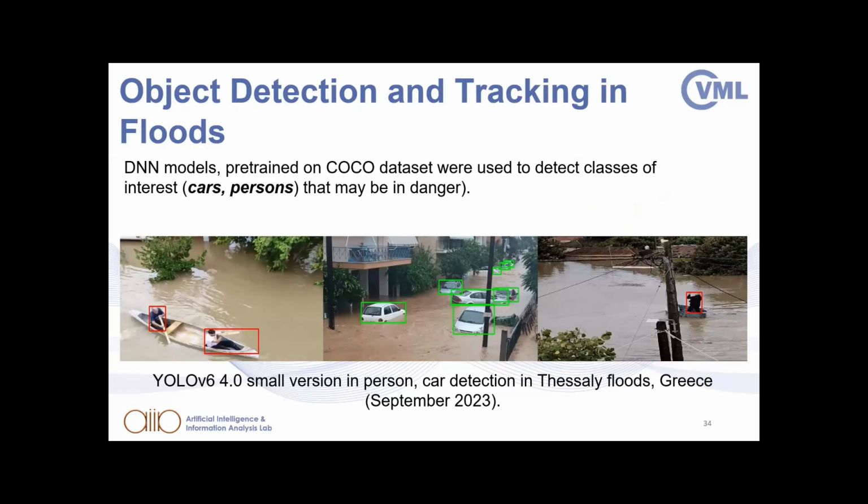This slide demonstrates the application of DNN models for object detection and tracking during floods. Specifically here, we used the YOLO version 6 small version, pre-trained on the COCO dataset, and we identified persons that may be in danger. The examples here are from the Thessaly floods in Greece, which was in September 2023. And as we see, the model accurately detected persons navigating through flooded streets in boats or submerged vehicles.